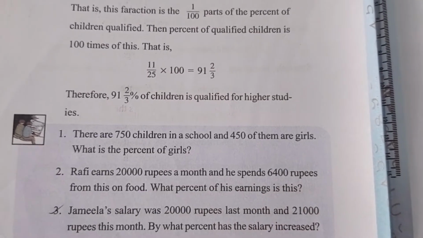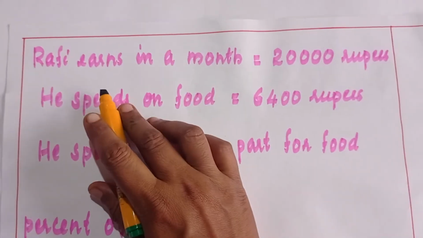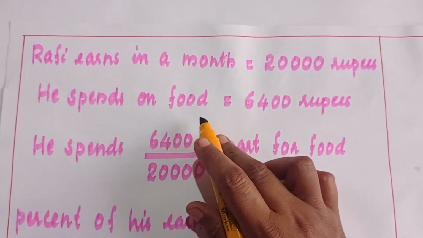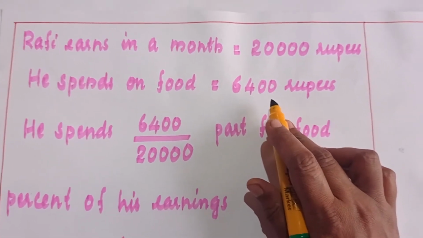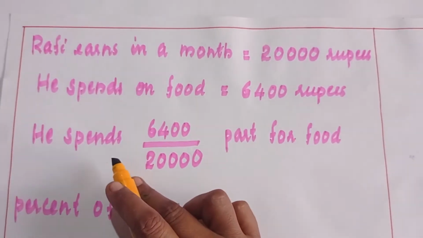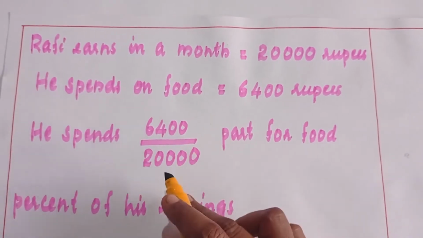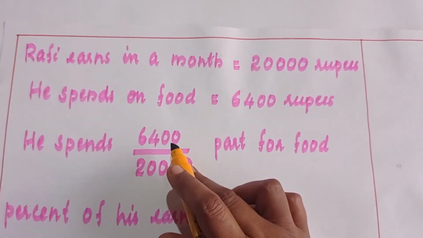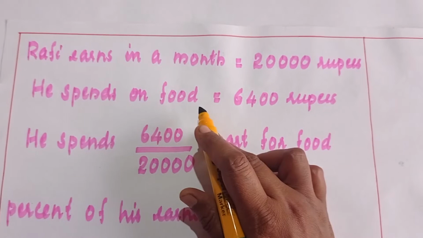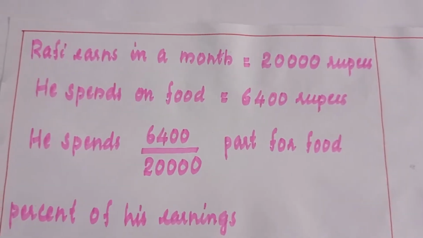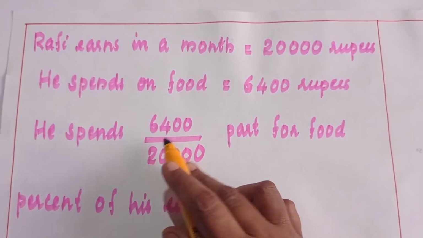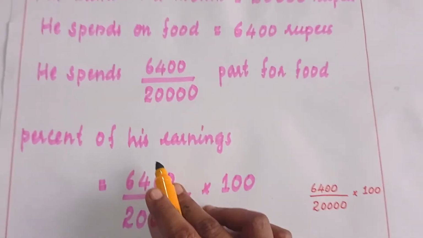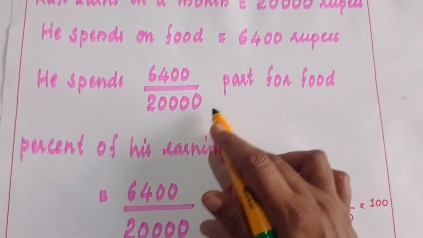Rafi earns 20,000 rupees in a month. He spends 6,400 rupees on food. That is, he spends 6,400 by 20,000 part for food. Out of 20,000, 6,400 is used for food. Then the fraction becomes 6,400 by 20,000 part. Then the percent of his earnings is 100 times this part.